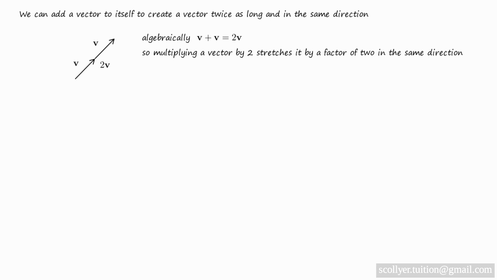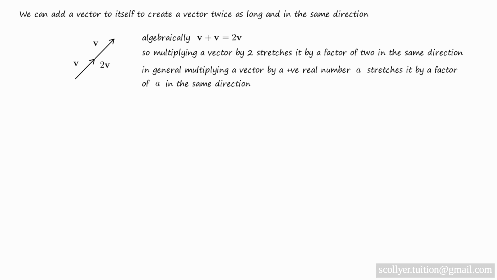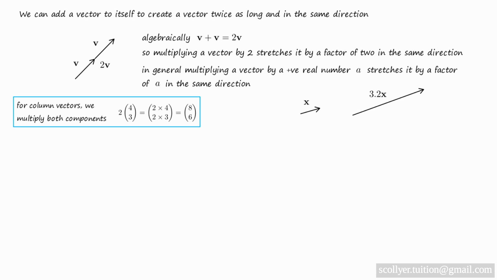If we add a vector to itself, we create a vector twice as long and in the same direction. Algebraically, we would write v plus v equals 2v. So multiplying a vector by 2 stretches it by a factor of 2 in the same direction. And in general, if we multiply a vector by a real number a, we stretch it by a factor of a in the same direction, as long as a is a positive real number. Algebraically, to multiply a column vector, we multiply both components.